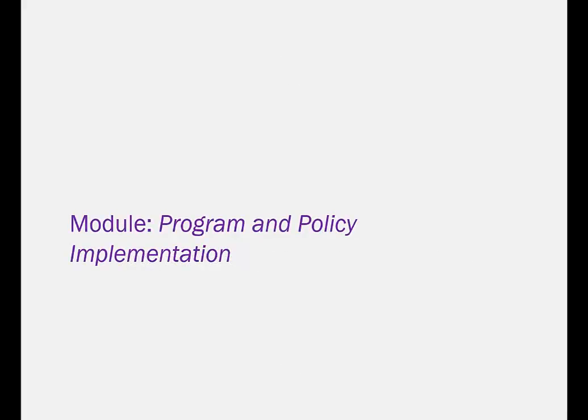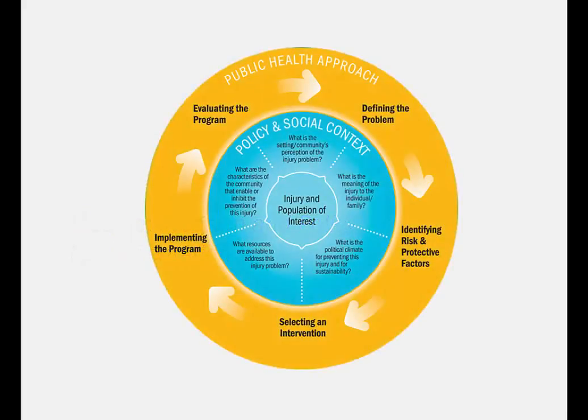Welcome to the Program and Policy Implementation module for Injury Prevention Practitioners. This module will provide you with a basic understanding of how to develop an action plan for implementing an injury prevention intervention. So far in the course, we have looked at defining the program, identifying risk and protective factors, and selecting an intervention. Implementation is the fourth stage of the public health approach to injury prevention. However, laying the groundwork for implementation planning occurs throughout the entire process.